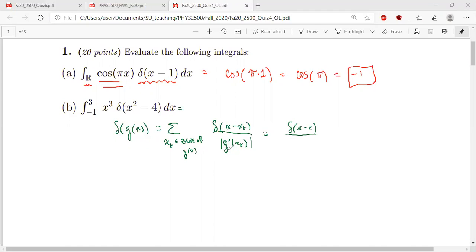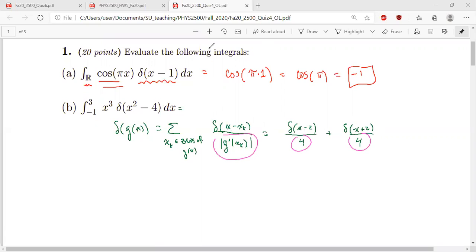And what's the derivative of x squared minus 4 evaluated at 2? That's 2x, or 2 times 2, so 4. And then we have the delta function of x plus 2 also over 4. So I think the most common issue would be people missing this factor, which gives you the 4s.